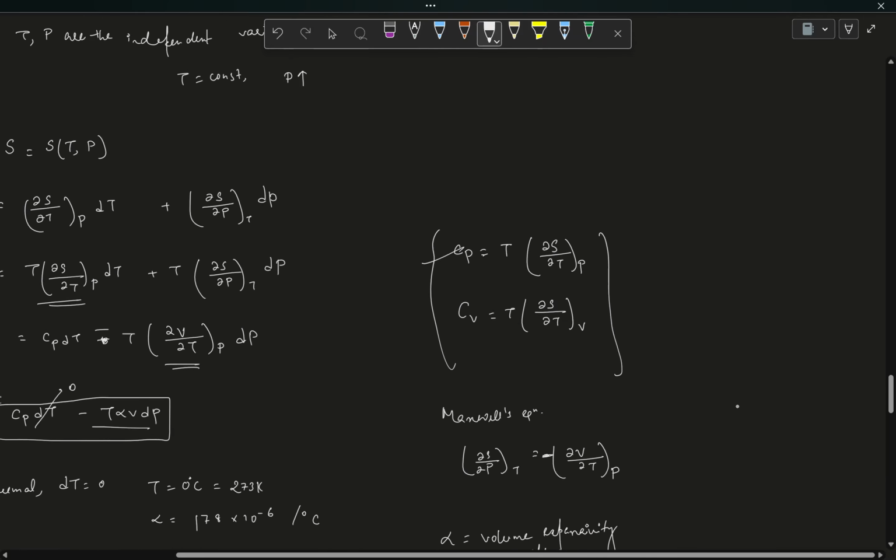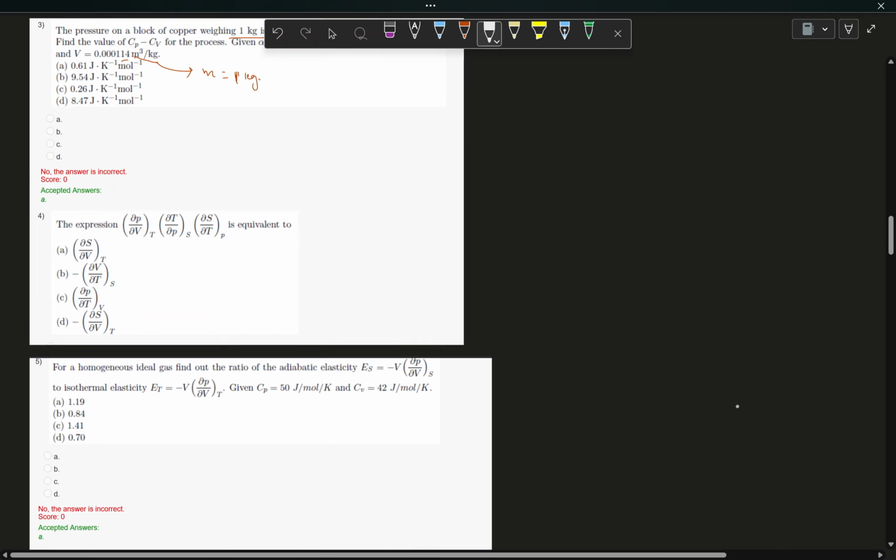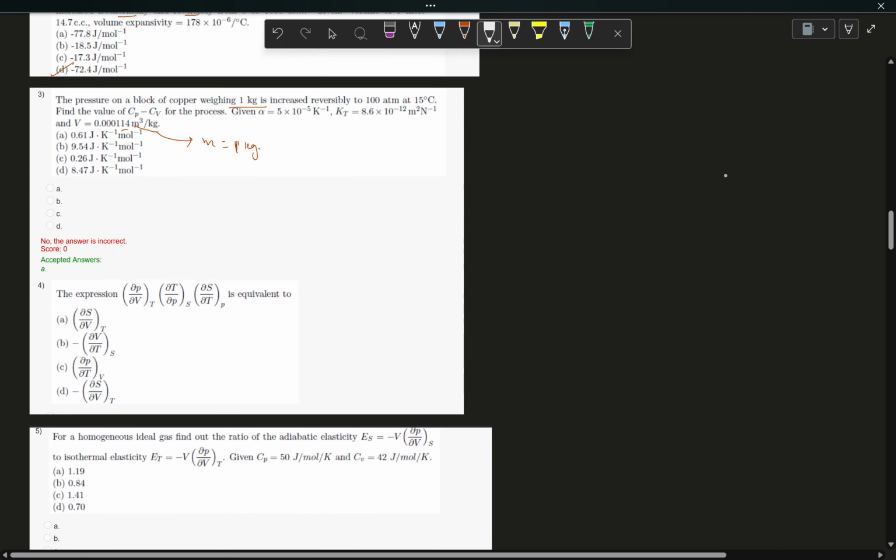So let us go back and check. This is question number 3 solving. So 0.61 is in option number A. So this is the correct answer.